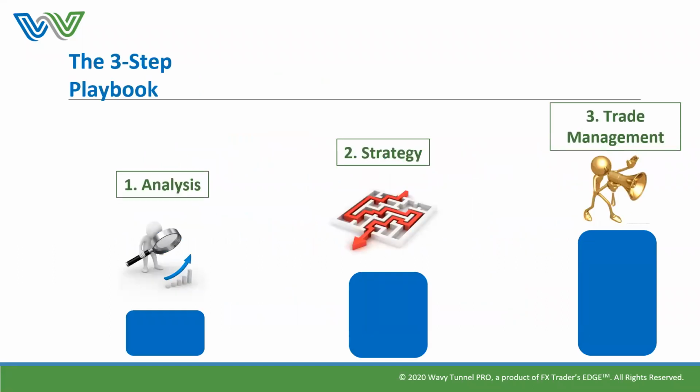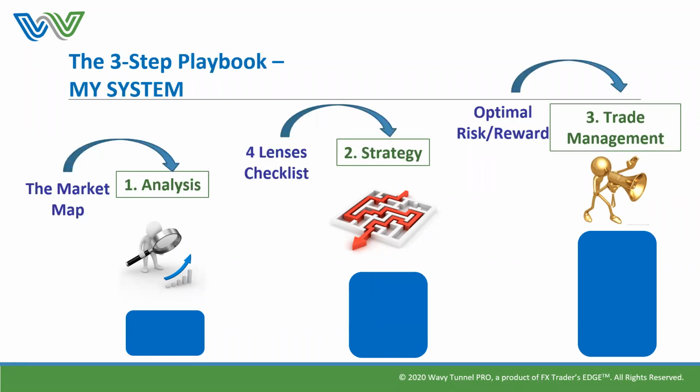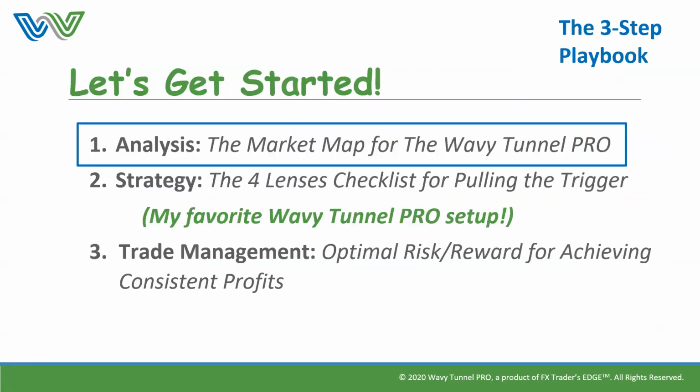So the first step is the analysis, the second step is the strategy, and the third step is trade management and risk management. With the analysis, I'm going to show you the market map that I follow day in and day out. With the strategy, I'm going to teach you a 4 lenses checklist. And then we're going to talk about trade management and optimal risk reward. So let's get started with analysis, looking at the market map for the Wavy Tunnel Pro.